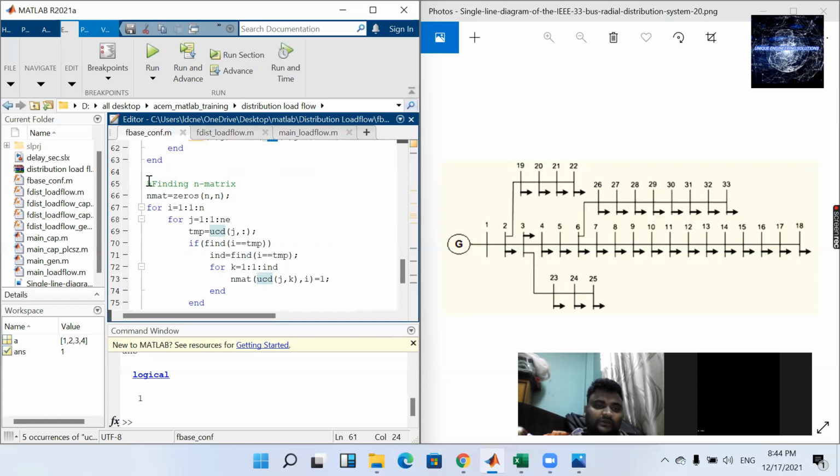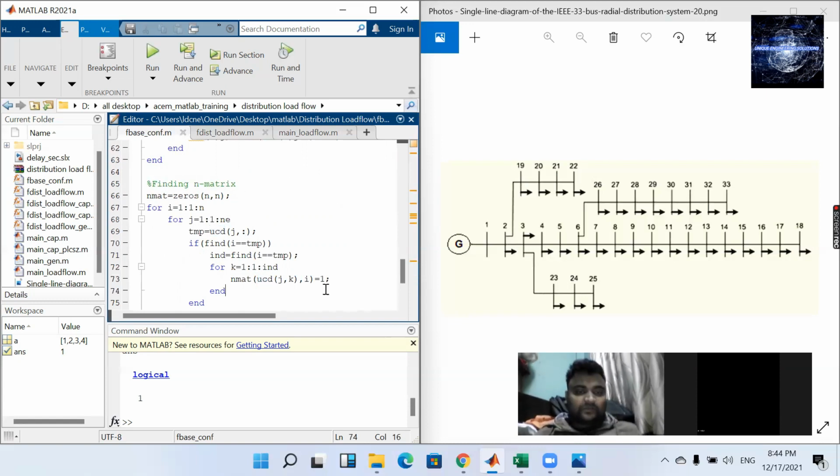One thing is very important, that is the NMat, because it helps us in the power summation as well as the interconnection of branches. NMat is like this, we can see that NMat is an N into N matrix. That is total number of nodes times total number of nodes. It is a square matrix.